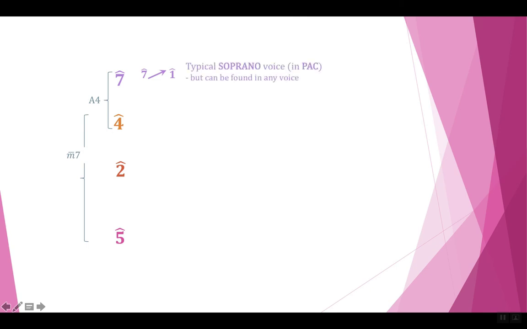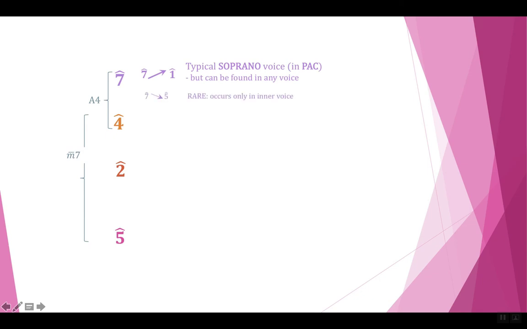We can think of this as a typical soprano voice. You'll often have it in another voice. We saw it in the Palestrina. It was in the bass voice at some point. But I think it helps to think of this as being like the typical soprano voice. Typically scale degree 7 in the soprano goes up to scale degree 1. And that's what we saw in just about all the cadences that we looked at in the evolution of the triad video, and all the ones that I recapped here.